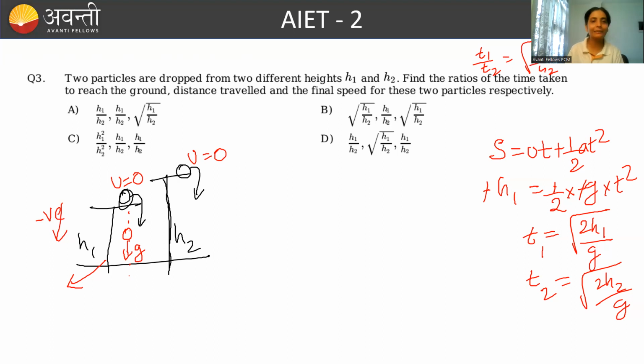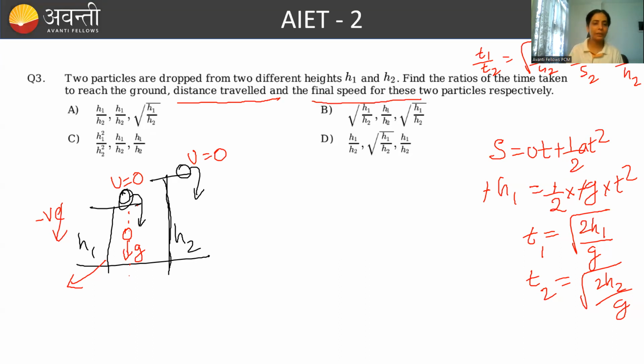The second thing is the distance traveled ratio. The first ball travels a distance H1 down and the second ball travels a distance H2 down, so their ratio will simply be H1 by H2. So the distance traveled ratio is H1 by H2.